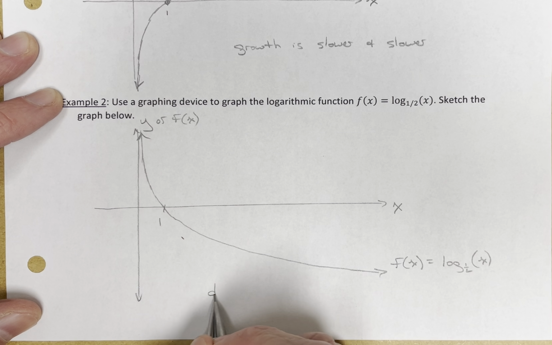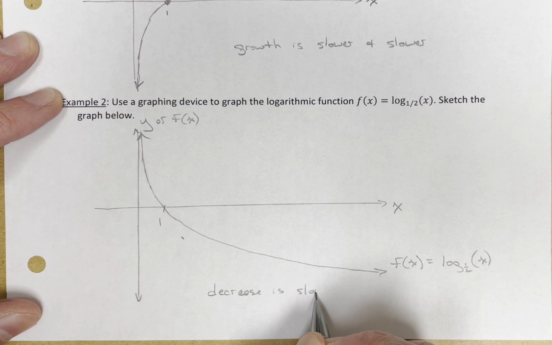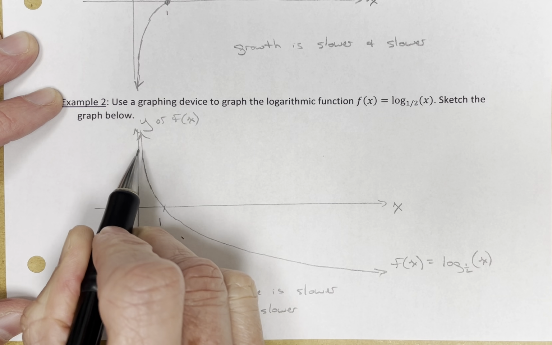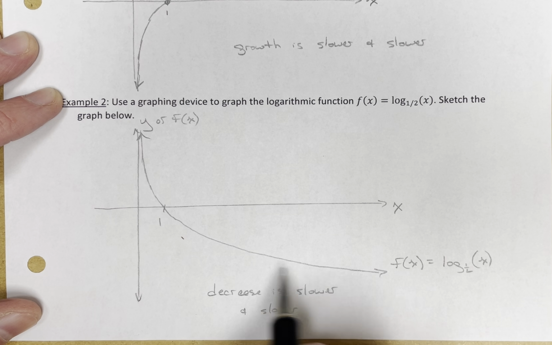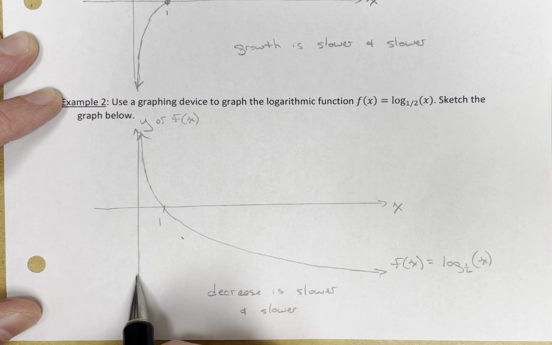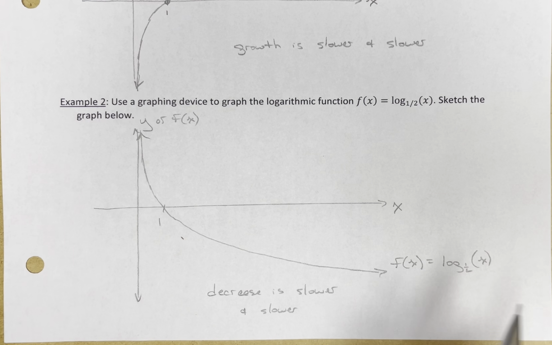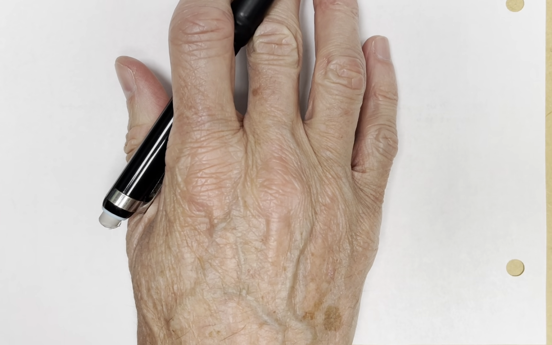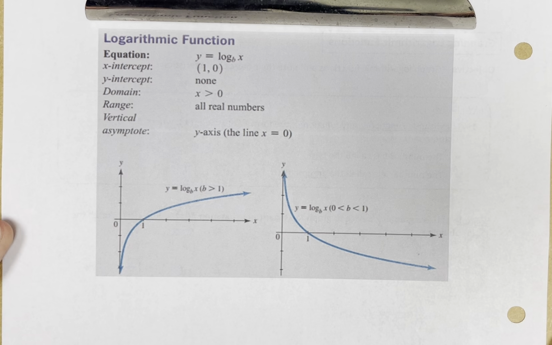And so the decrease is slower and slower. Again, it's still decreasing, and even as it goes out to positive infinity, it's still decreasing. The y values are still getting smaller. They just get smaller slower and slower. So let's wrap this up with a picture of both together and some common characteristics.